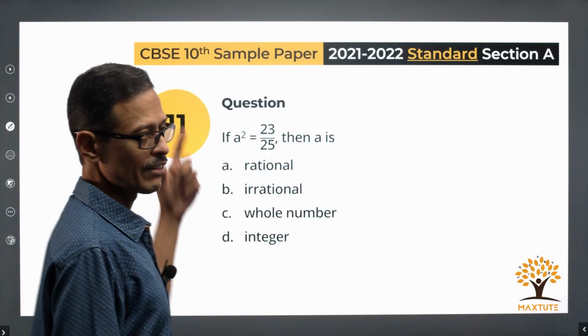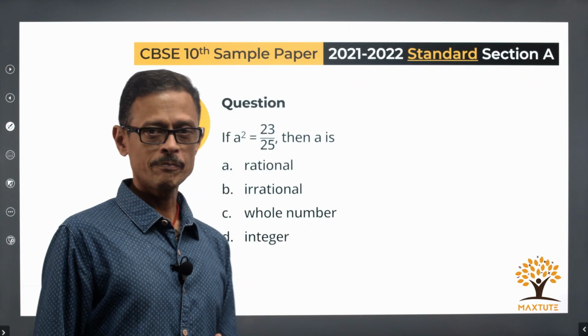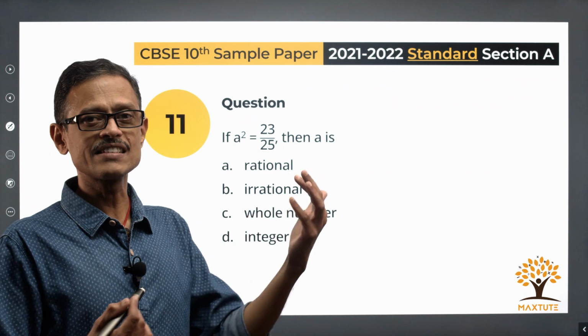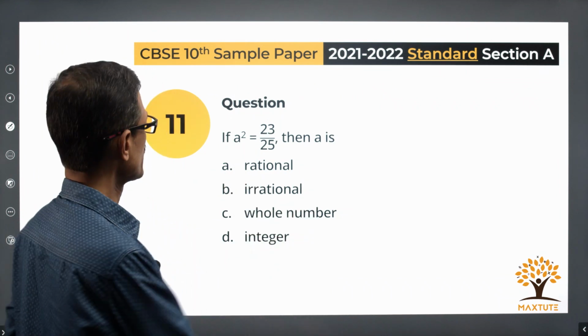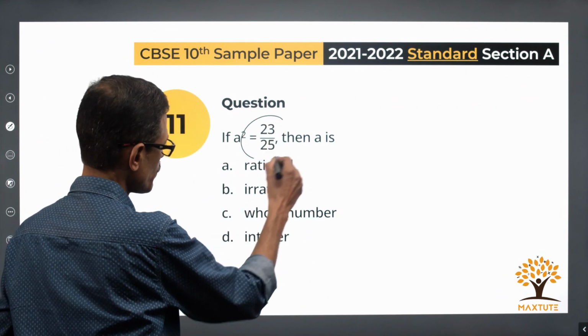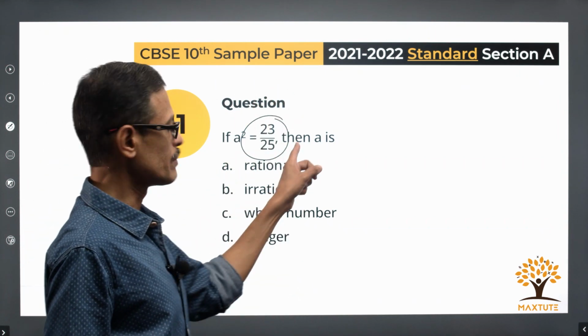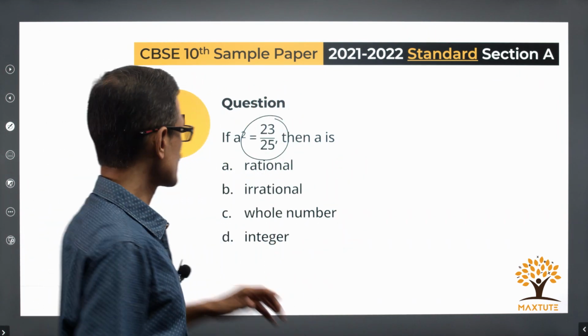Next question is question number 11 in the paper, which is again a real numbers question. This is basically whether the number is a rational number or irrational number. That's what this question is. If a square equals 23 upon 25, then what kind of a number is a, not a square? Compute the value of a.